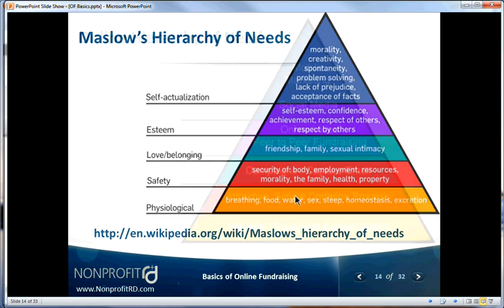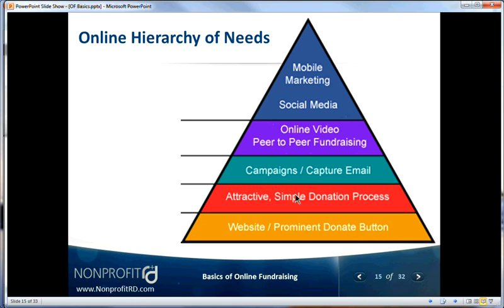And so with that as my background, I actually came up with something for technology, and I call it the online hierarchy of needs. What this is, you need to have that strong foundation first. With the online hierarchy of needs, that is a website and a prominent donate button. Now, we just said that having a donate button and a website is not online fundraising, but that is the first step. You need to have that there at least.